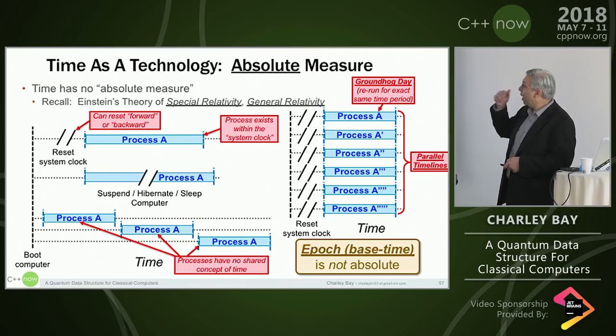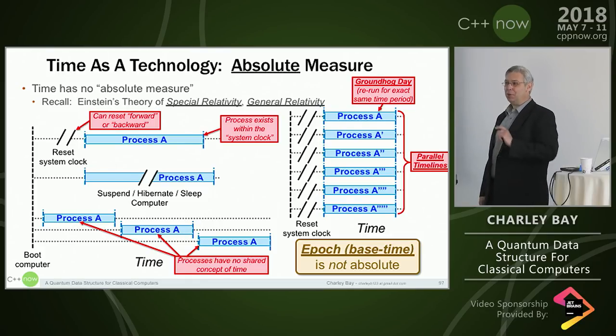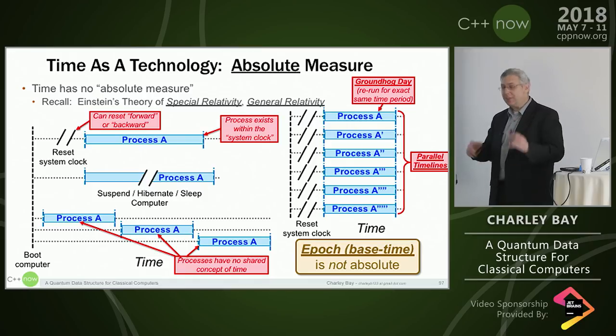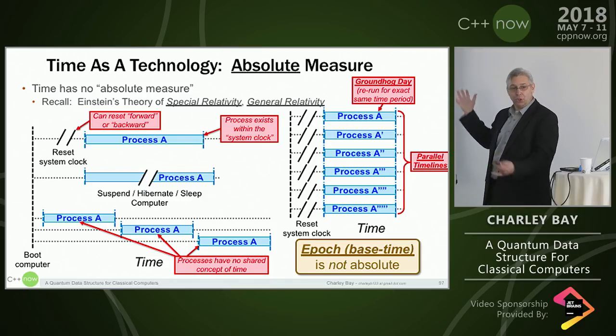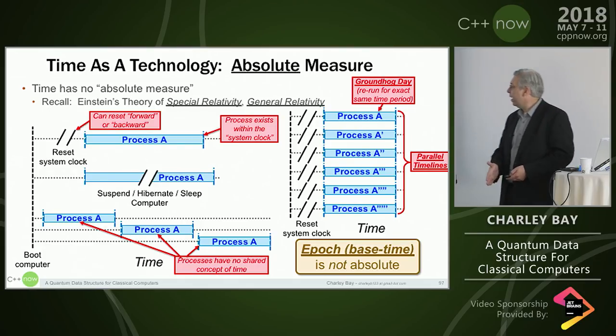And then, of course, this is Groundhog Day. I want to run the process, and I'll just reset the epoch every time. This is the first time you ran Groundhog Day. You can repeat Groundhog Day as much as you want. So the duration is not fixed, but the epoch is also not fixed.